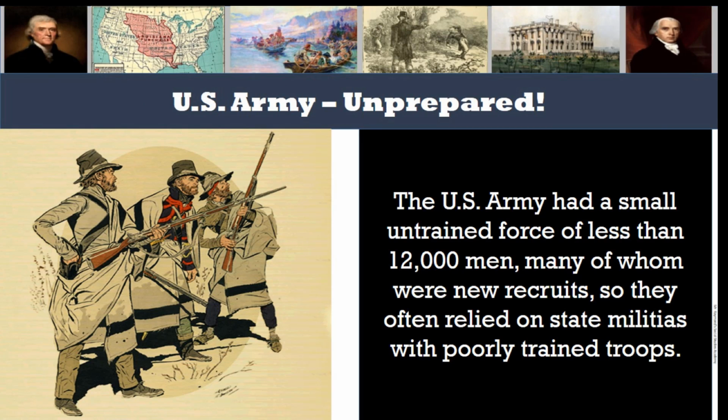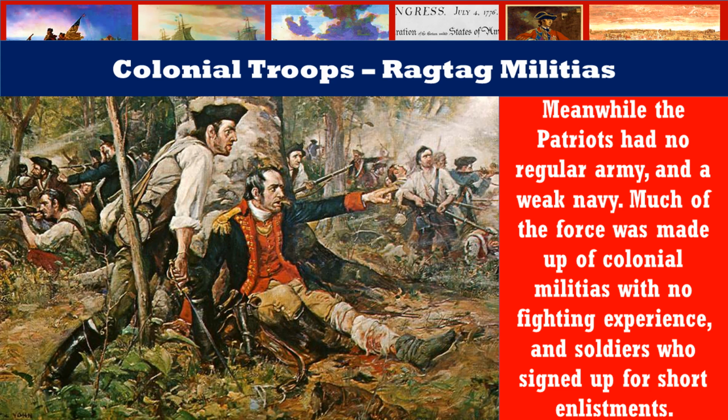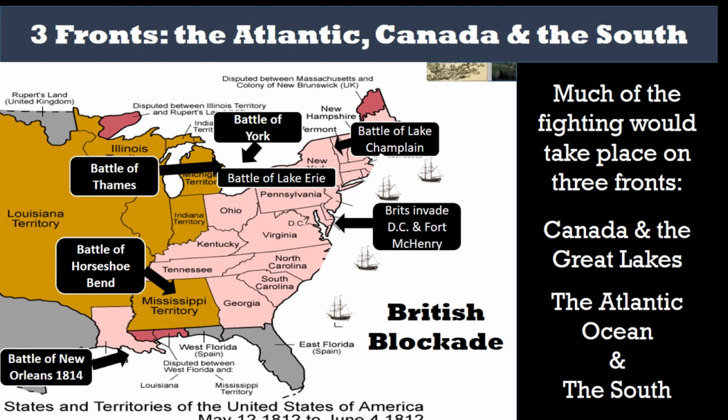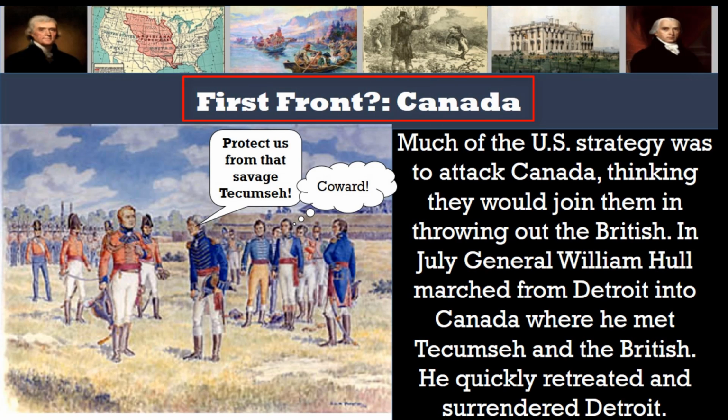The U.S. Army, once again, was definitely unprepared for war with the mighty British military. The U.S. Army had a small, untrained force of less than 12,000 men, many of whom were new recruits. So they often relied on state militias with poorly trained troops. Sounds a little bit like the Revolutionary War. Military campaigns in the war would focus on three fronts: the Atlantic Ocean, Canada, and the South and Southwest. The first campaigns were against Canada. Much of the U.S. strategy was to attack Canada, thinking the Canadians would join them in throwing out the British.